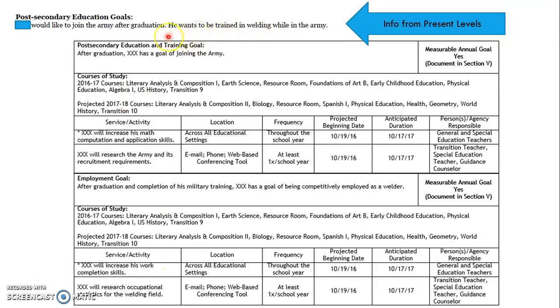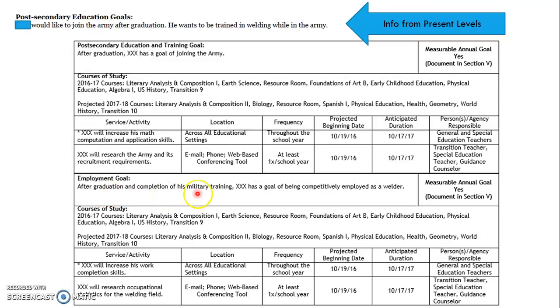So this student wanted to go into the Army and be trained in welding so that after getting out of the Army, he would be able to be a welder. So after graduation, he has a goal of joining the Army. We have the courses of study from this year, projected courses of study for next year. We have the measurable annual goal marked as yes. We have that he will increase his math computation and math application skills here. That's his service, marked with that asterisk. And then he will research the Army and its recruitment requirements. That's something specific to his goal.